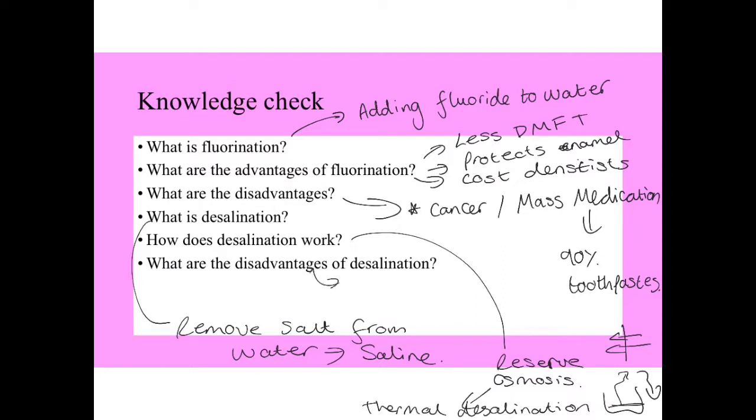What are the disadvantages? It requires a lot of energy, so heat energy. Okay, so there's a cost to it, and also you've got to think about global warming. So if you got them all right, move on to the next topic. If you didn't get them all right, go back, watch the video again, and then come back and try the questions again.